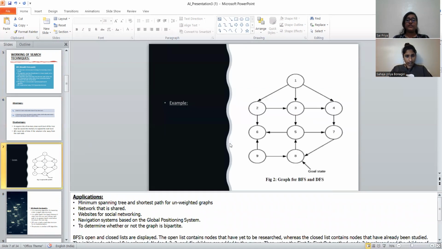An example of a BFS DFS graph. Here is the start node and here is the goal node. For example, if we take breadth first search, it goes level 1, level 2, level 3, level 4. Breadth first search goes level by level, and depth first search goes directly to the goal node. This is the time complexity. Its applications are global positioning systems, graph, geographic partitioning and networks, which are shared by BFS and also DFS.